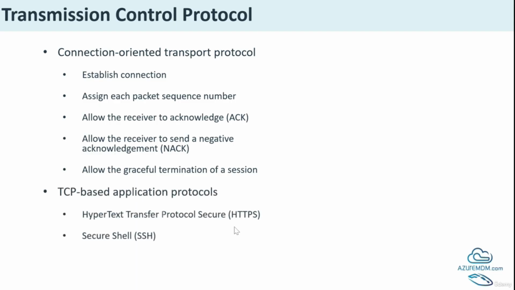data loss. TCP-based application protocol, which is Hypertext Transfer Protocol Secure, that is HTTPS. HTTPS is secure web browsing. It uses port number 443, whereas SSH, that is Secure Shell, is encrypted remote access. It uses port number 22.